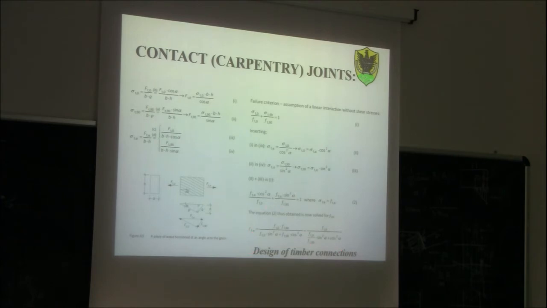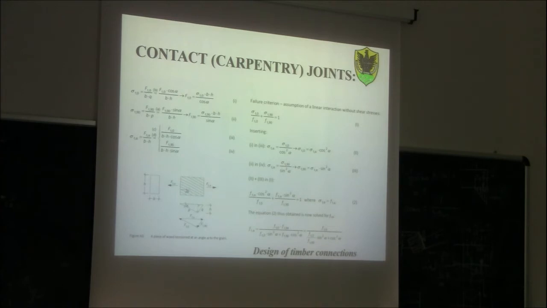So the strength at the angle of the grain is Ft0, the strength parallel to the grain, divided by the ratio between the strength parallel to the grain and the strength perpendicular to the grain, times sin square alpha plus cos square alpha. So this relationship is based on this linear interaction criteria we said before. Okay? So starting from this linear interaction criteria, we get to this equation here.